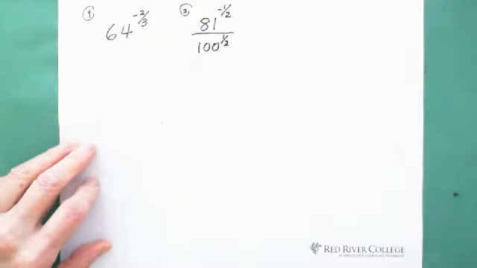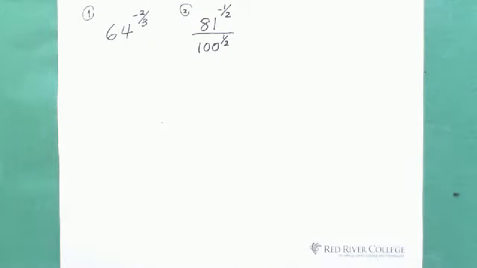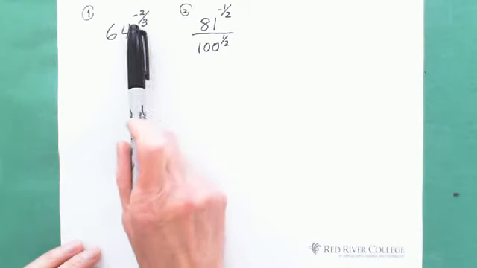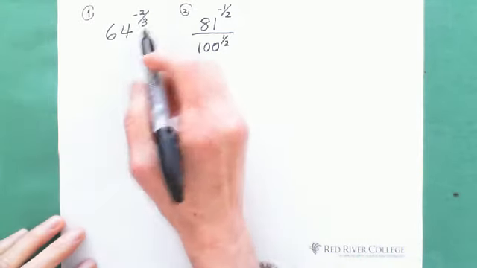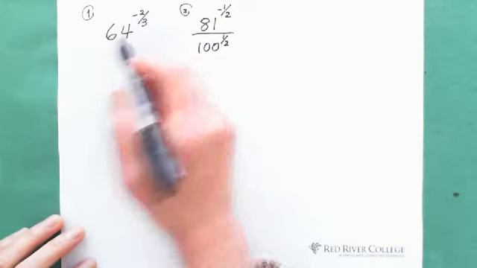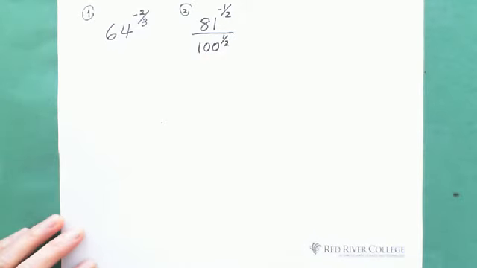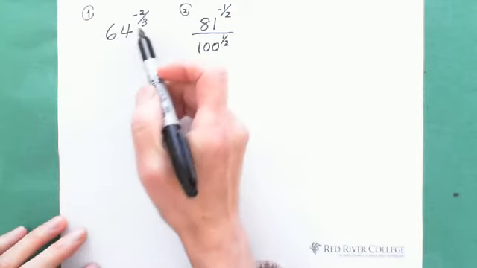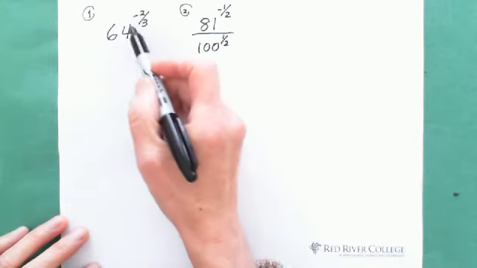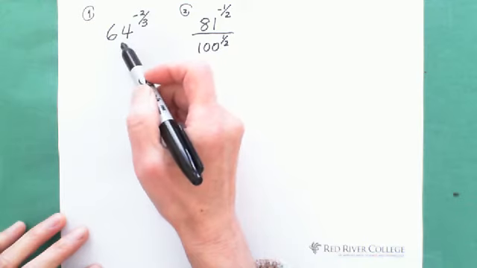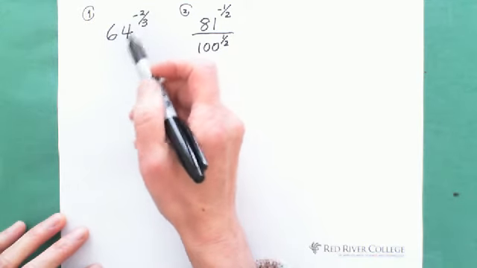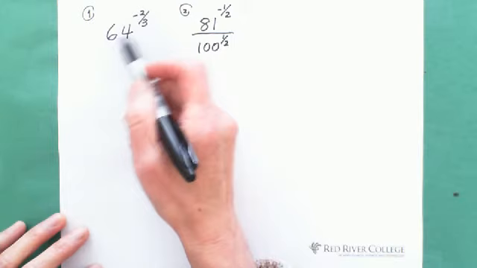The first question is 64 raised to the negative 2/3 exponent. When we're working with a fractional exponent, we can first ignore the negative 2/3. We're just focusing on how 64 can be written into exponents after factoring, if it is related.